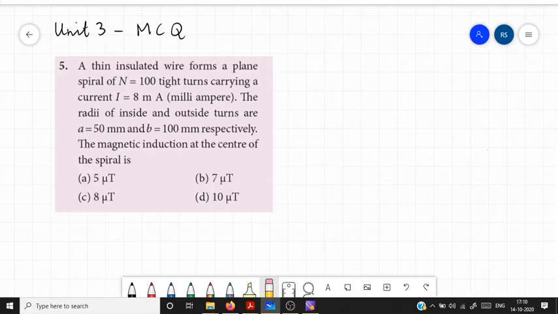Hi students, now we will discuss the fifth MCQ of Unit 3. The question is on display.